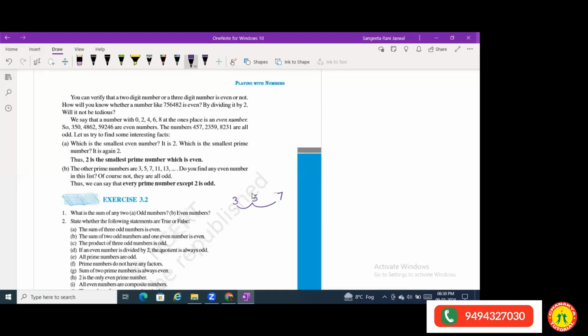Okay, now suppose those numbers that have only one common factor. Like you can say 3 and 4, only one common factor is there. Co-prime numbers are the numbers which have only one common factor. 5, 7, 9, 11, they all have only one as the highest common factor.